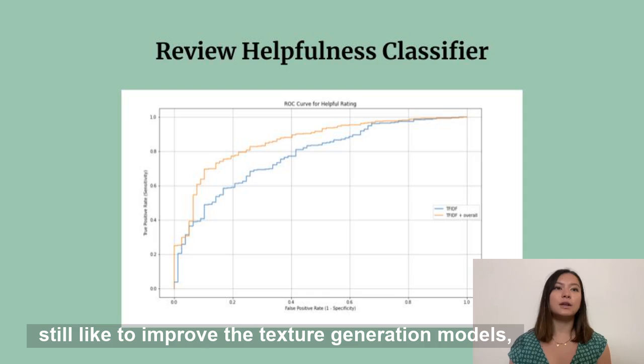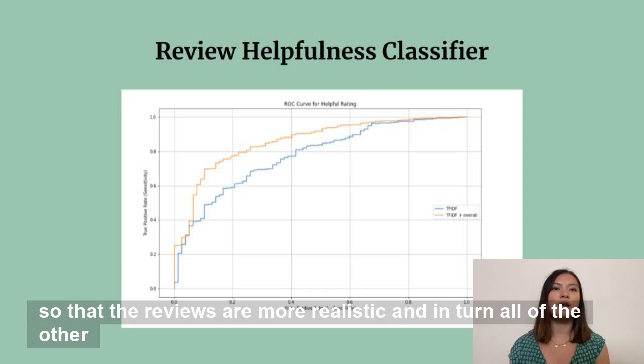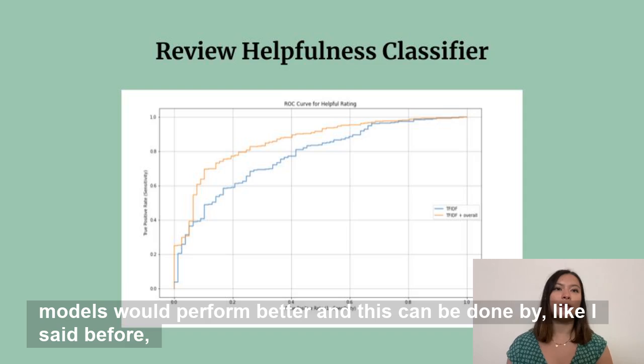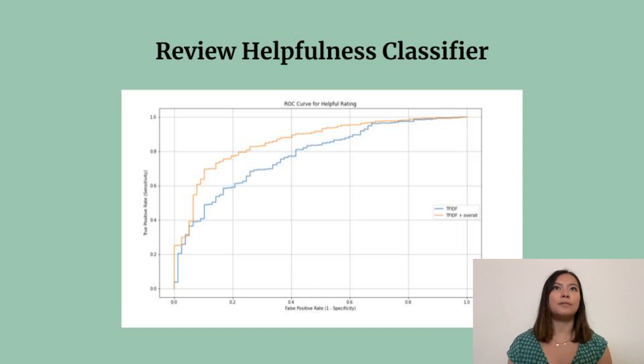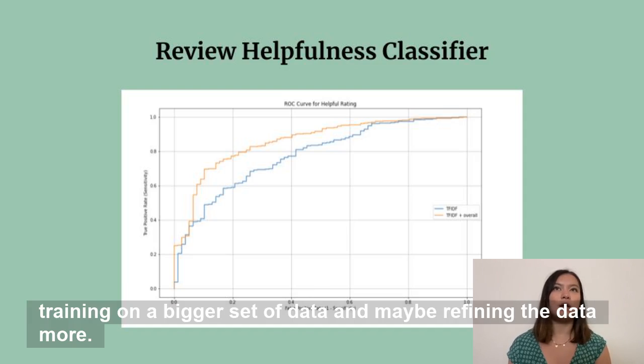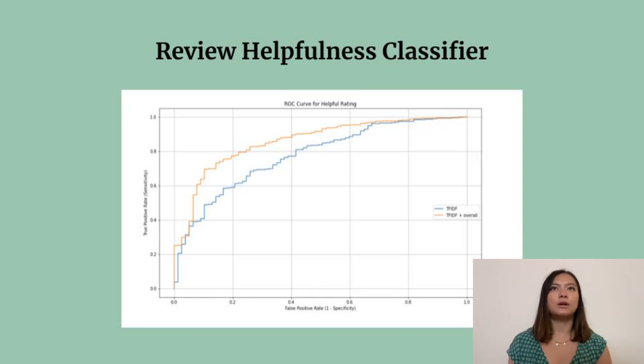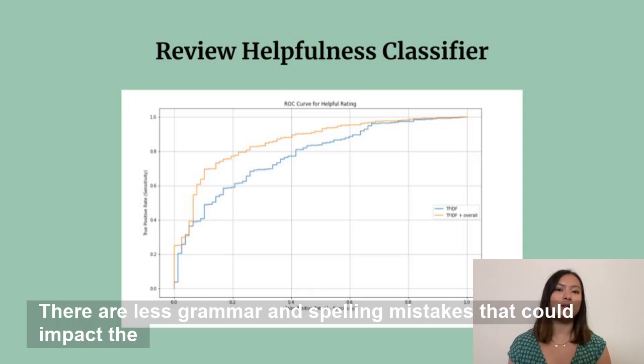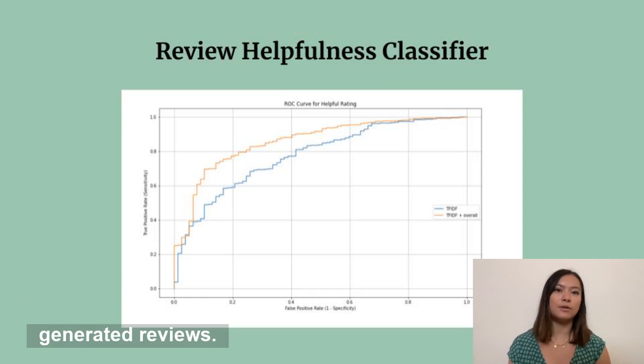But I would still like to improve the text generation models so that the reviews are more realistic, and in turn, all of the other models would perform better. And this can be done by, like I said before, training on a bigger set of data and maybe refining the data more so there are less grammar and spelling mistakes that could impact the generated reviews.